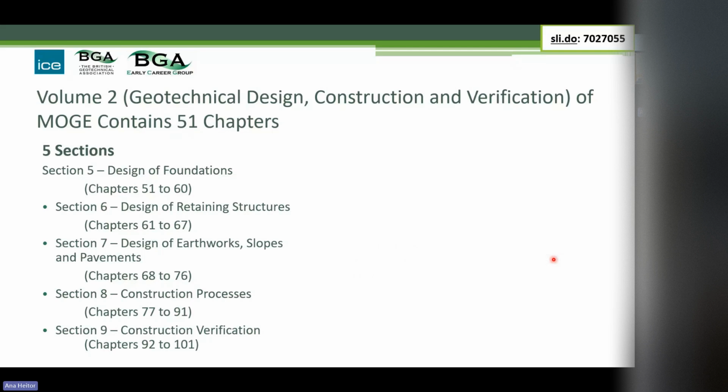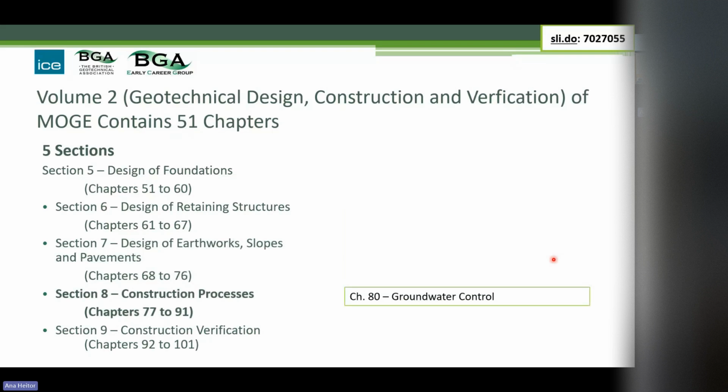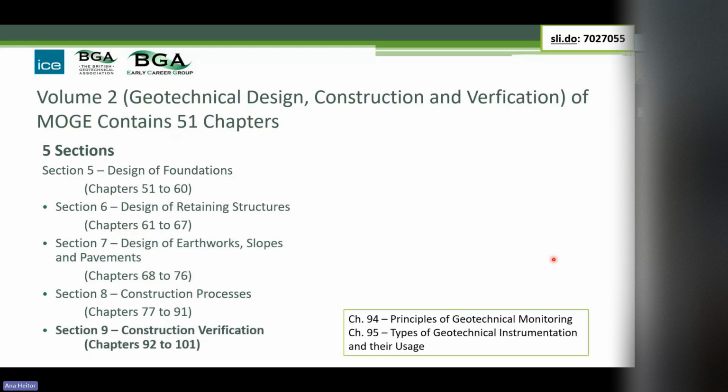And I just want to touch briefly. Earthworks, obviously, is significantly affected by water in general and groundwater in particular, and that's covered in the book. There's a section on construction processes, and I'll shortly go through my chapter 8 on ground control. And then there's also construction verification, which ties in with William's thing on instrumentation, figuring out what we've actually achieved and how we're going to do it. And that section deals with monitoring and instrumentation.